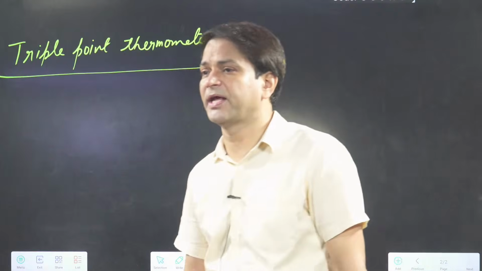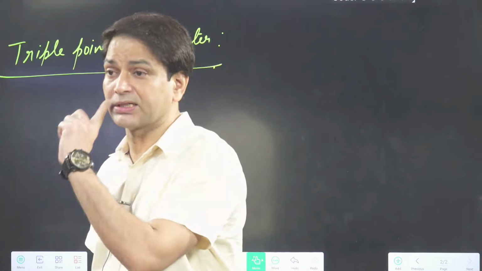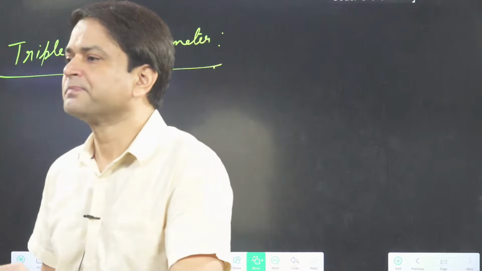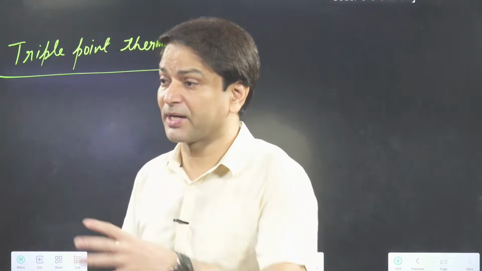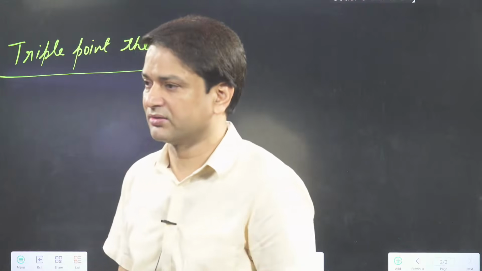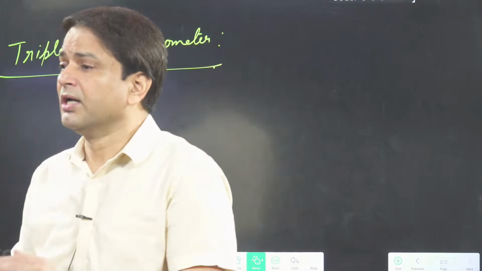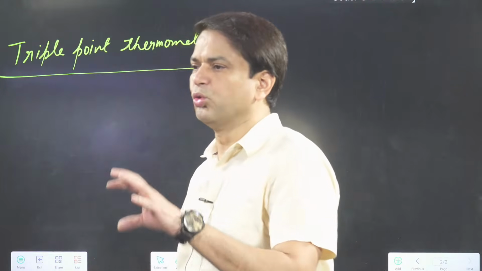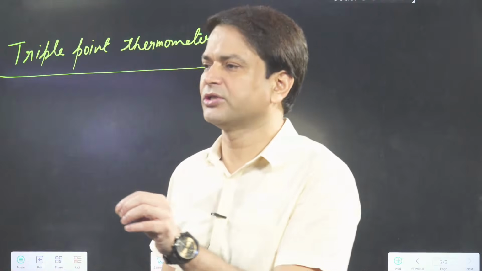In the place of the two reference temperature, we are using only one reference temperature, that is the triple point of water. Triple point is a condition of temperature and pressure when the three states of water exist together. But in detail we will discuss in calorimetry. So triple point of water is 273.16 Kelvin or 0.01 degree C.